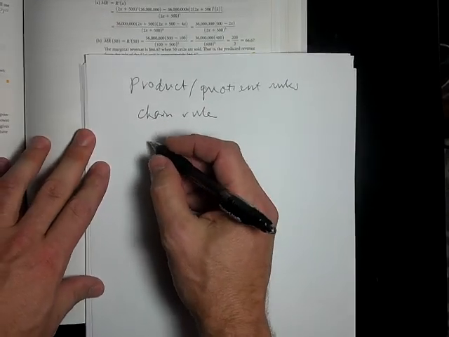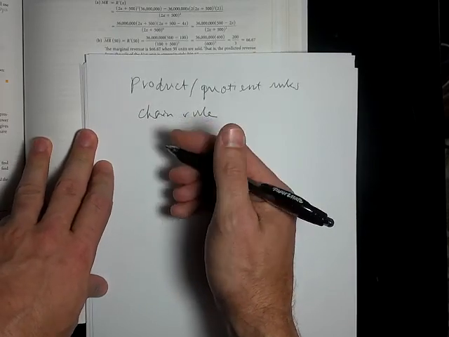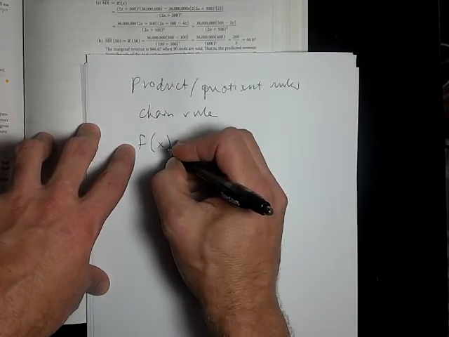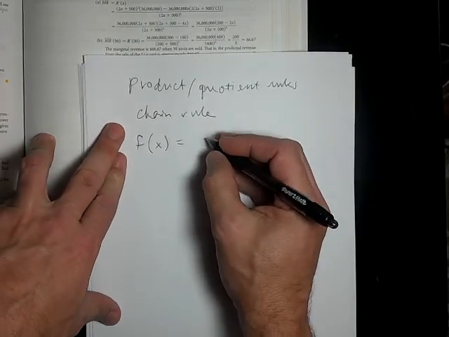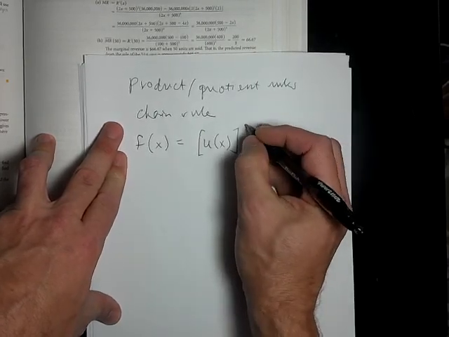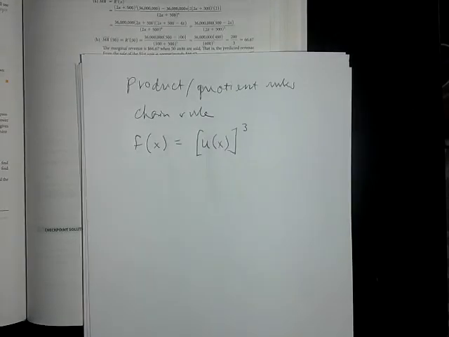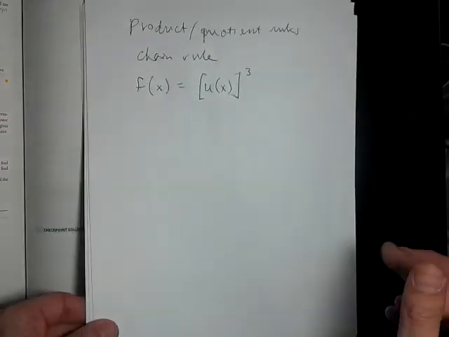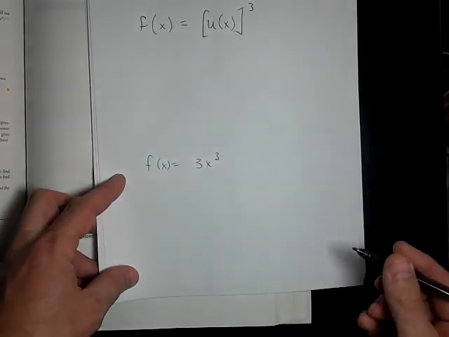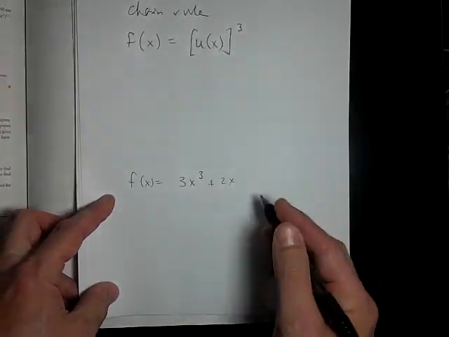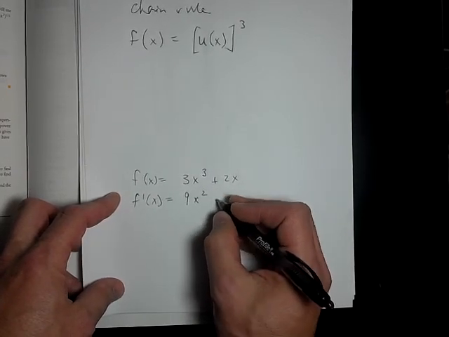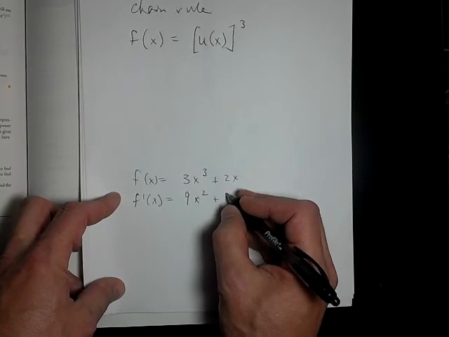If you have some function, let's say f of x is some function u of x, and the whole thing is raised to the power of 3. The way we would do this before, if it had been just f of x equals 3x cubed plus 2x, the power rule would tell you that the first derivative is 9x squared, and then the slope of 2x is just 2.